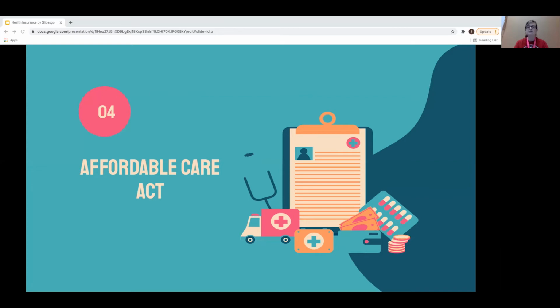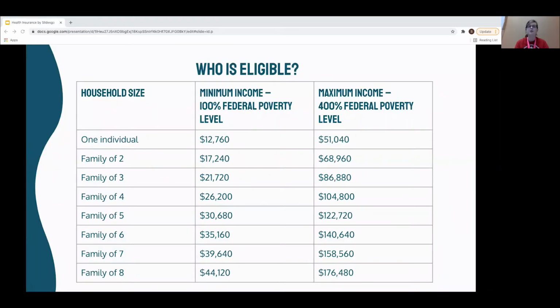It supports medical care delivery methods to design a lower cost for healthcare in general. One of the biggest things for the Affordable Care Act was to help eliminate a lot of issues that other healthcare services were doing, such as excluding people who had chronic health issues. But first, let's look at who is eligible.